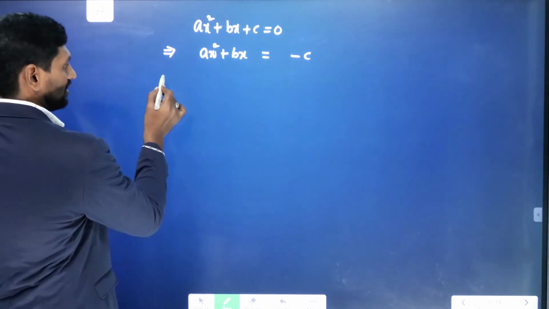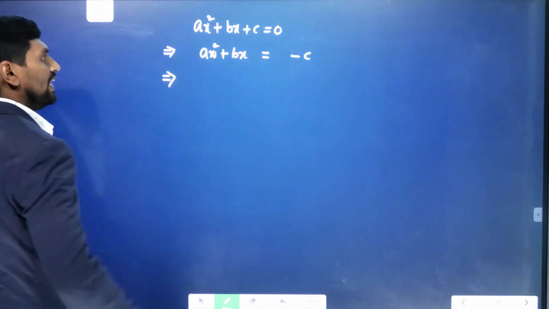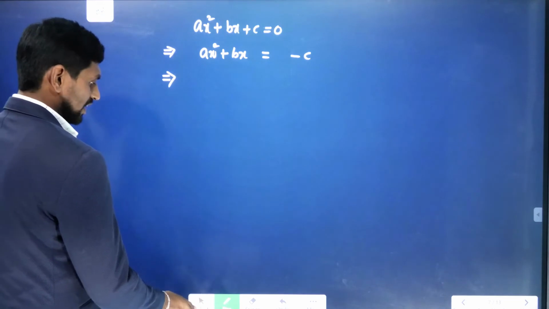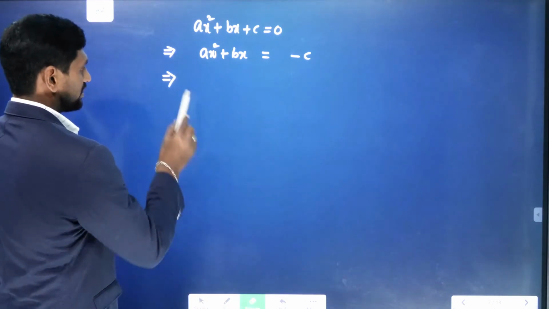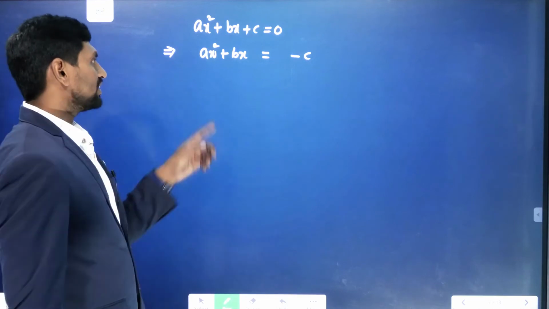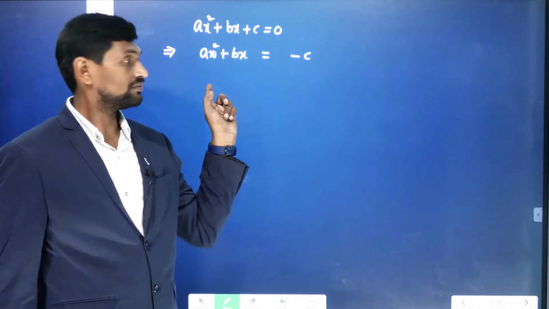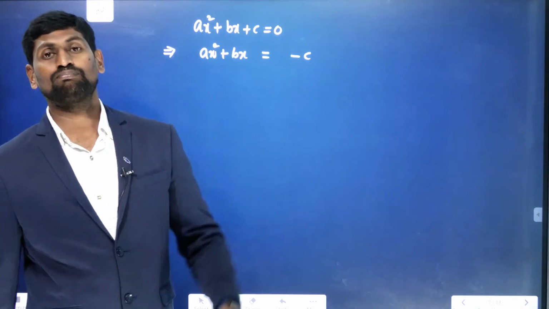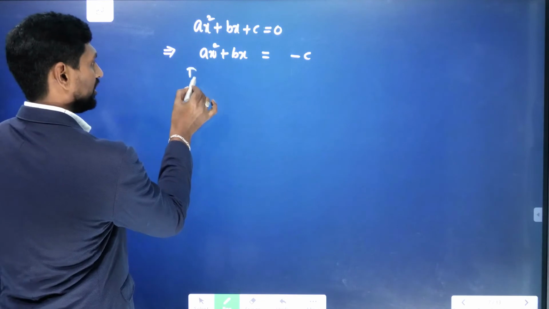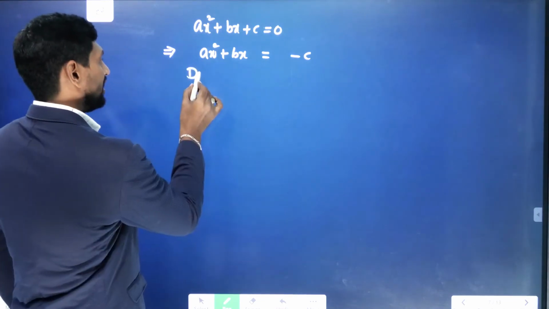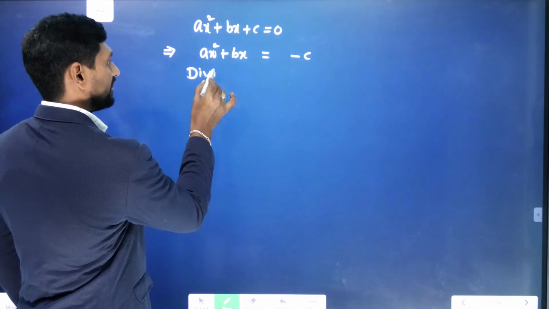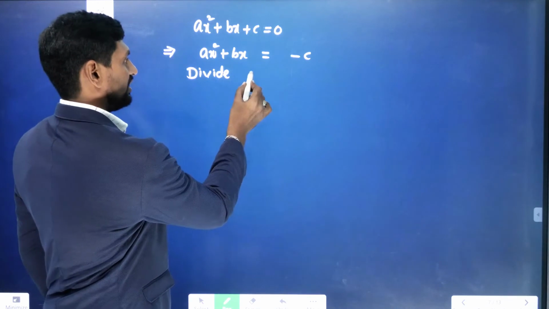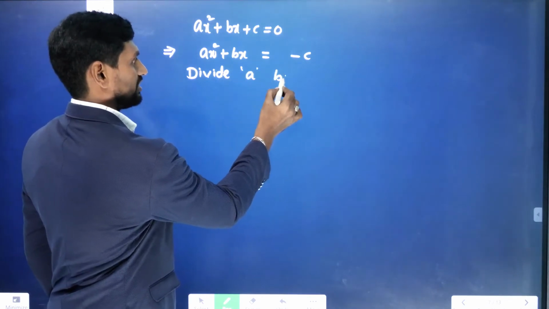That is step 1. Now step 2, the x square coefficient must be 1 always. X square coefficient must be 1. But what is the x square coefficient here? A. So, I don't want a. So, divide a both sides to make the x square coefficient 1. I am having extra element a. I am dividing a because a is multiplying here. Divide a both sides.